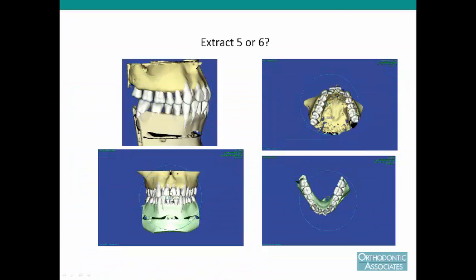Now, clinically, I knew I was going to extract one lower incisor because of the Bolton discrepancy. What I didn't know was how compromised the upper right cuspid was, that maybe I should consider extracting the upper right cuspid versus the upper right first bicuspid. And you can see it, do you extract tooth number 5 or tooth number 6?